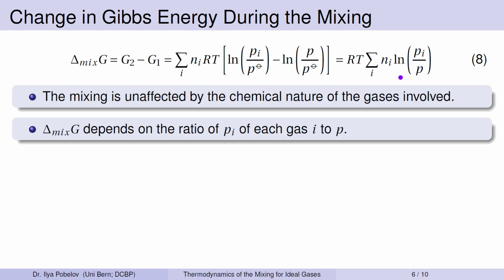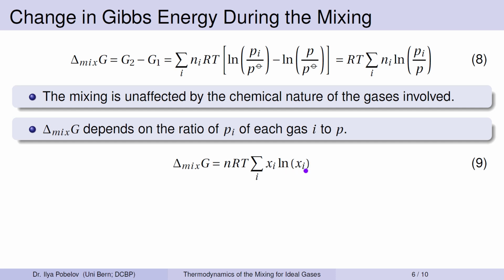In this expression, we replace the amount of substance of each gas Ni with N times Xi. The ratio of Pi to P equals Xi. After these substitutions, we obtain a simplified equation for the Gibbs energy change during mixing: N times R times T multiplied by the sum over i of Xi times the natural logarithm of Xi.